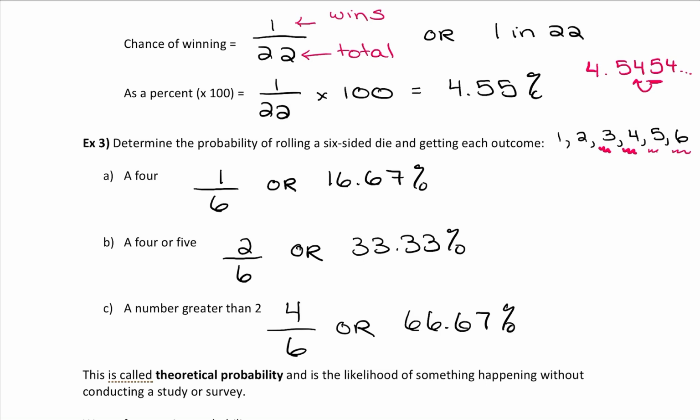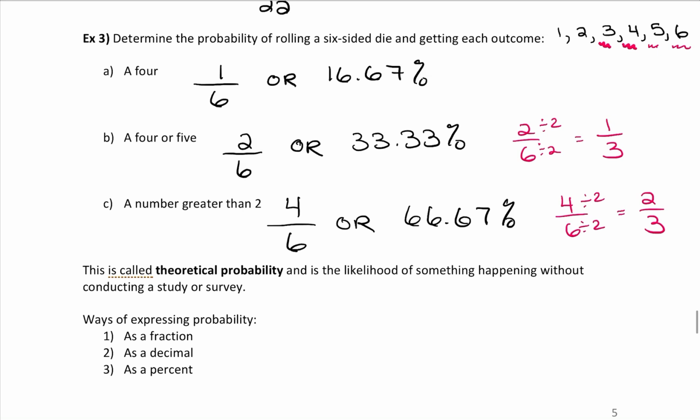Some of these fractions can also be reduced. For example, 2 over 6, I could divide both the top and bottom by 2. So I could also write that as 1 over 3. 4 out of 6, I could divide both the top and bottom by 2. So I could also write that as 2 over 3. Those all mean the same thing. So this is called theoretical probability.